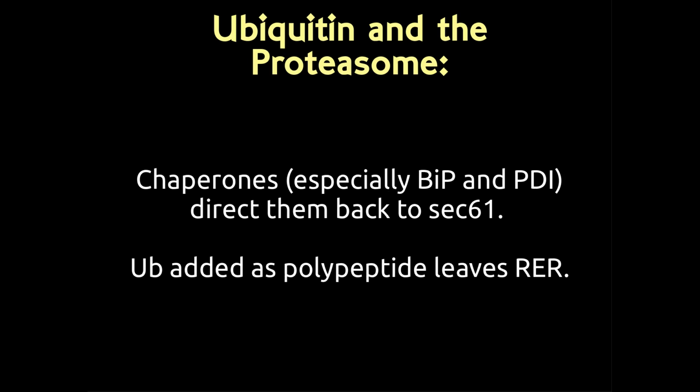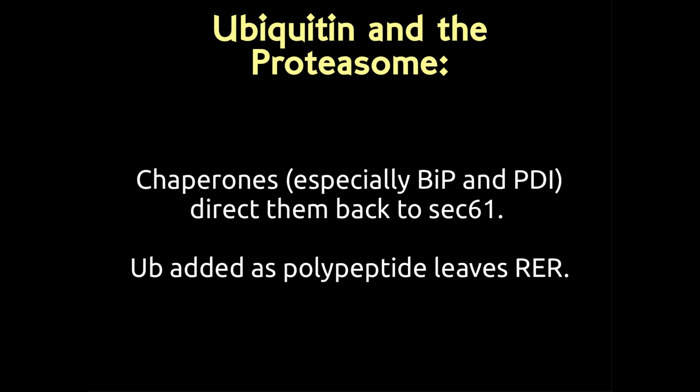So what happens is certain chaperones, particularly BiP and another one known as PDI, are going to direct them back to Sec61. Remember that Sec61 is part of the translocon that forms the channel that allows polypeptides into the cell. Well, in some cases, it will also allow polypeptides back out of the cell. And the ubiquitin is going to be added as the polypeptide leaves the RER.